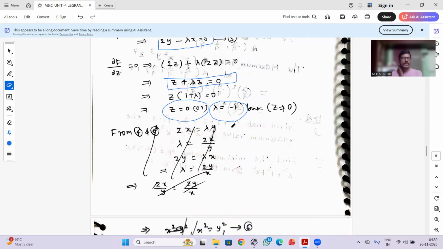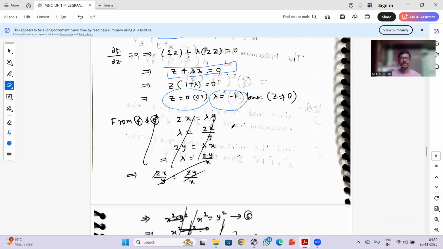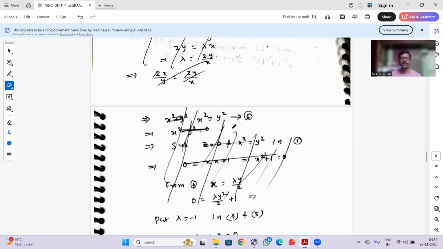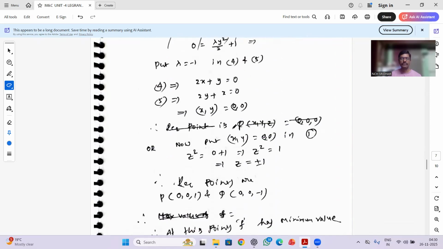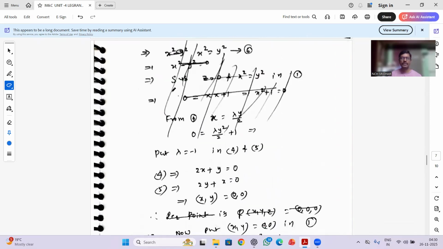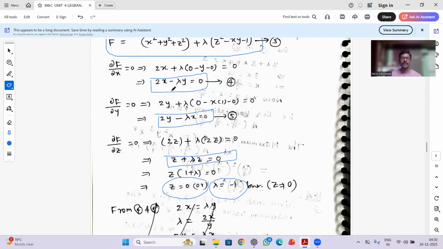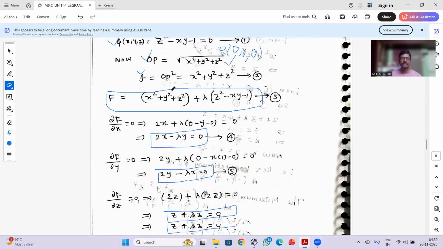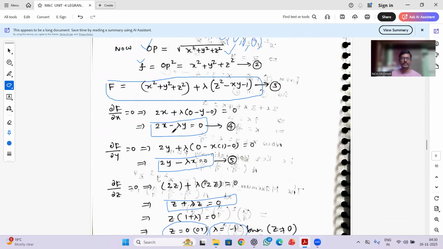So what do we consider? Lambda is equals to minus 1, right? So substituting lambda is equals to minus 1 in the 4th and 5th equations. Lambda is equal to minus 1, if I substitute in the fourth equation, what is the fourth equation? Yes, here it is: 2x minus lambda y equals to 0. So in this equation, I am substituting lambda is equal to minus 1.